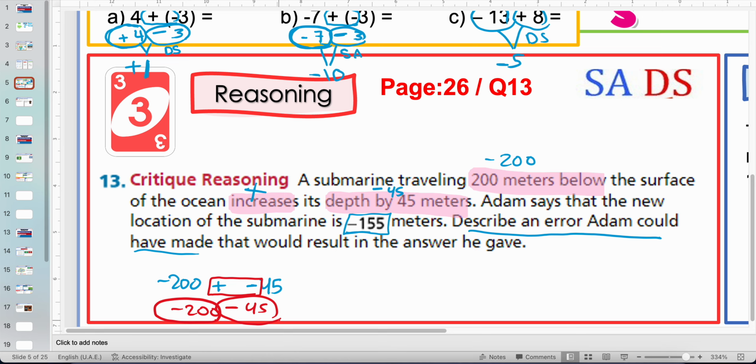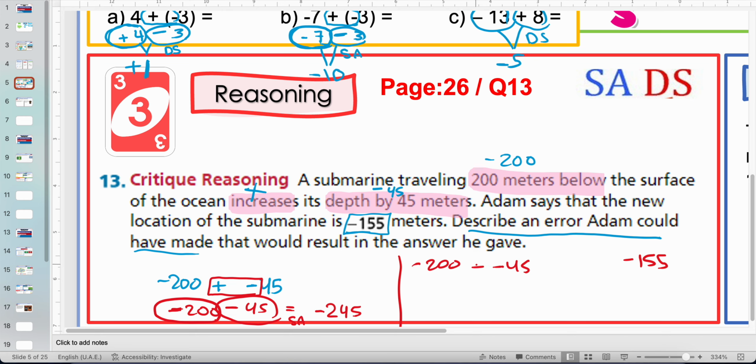Same sign. Since they have the same sign, I have to add them. 45 and 200 is going to be 245, but I'll take the sign of the 200, which is negative. This is the correct answer. But he got negative 155.